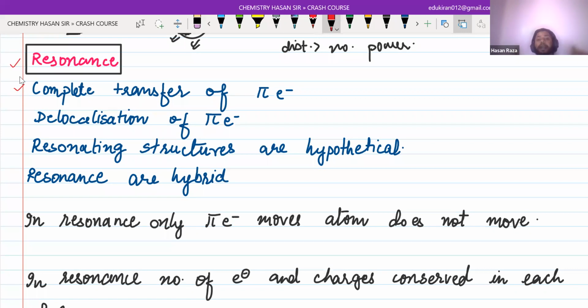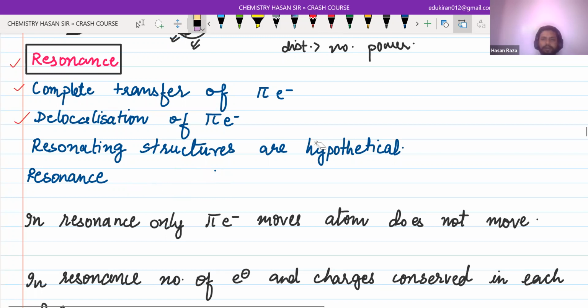First of all, pi electron, and then transfer of pi electron. That means one pi electron will move from one atom to another atom. Another important point to remember is that in resonance, atom does not move, only pi electron moves. So complete transfer of pi electron, then comes delocalization of pi electron, then comes resonating structure. When we draw, you have seen the resonating structures. The resonating structures are hypothetical, but the resonance hybrid is real.